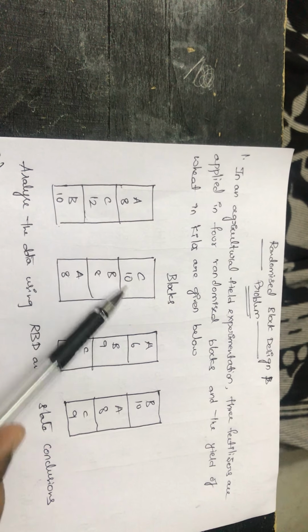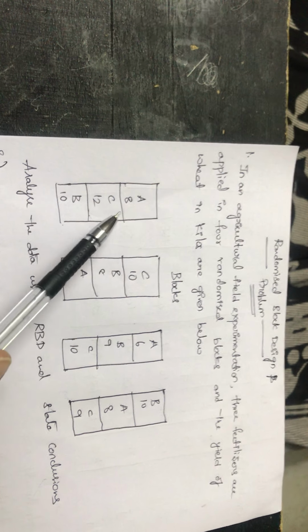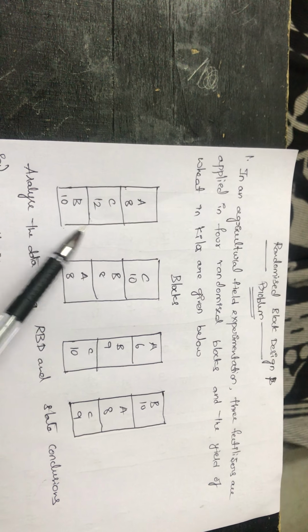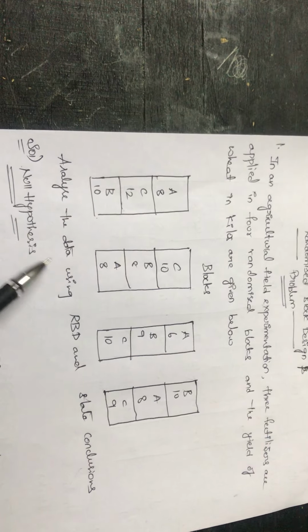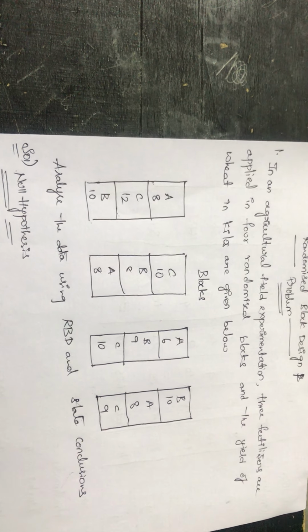and C. Here 4 blocks are there, 3 treatments are there. 3 treatments are A, B and C. So 4 blocks are there. Analyze the data using RBD and state the conclusions. If the data is given in blocks, we have to perform randomized block design.